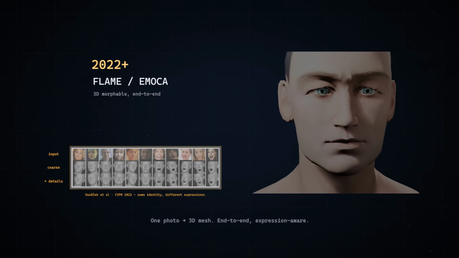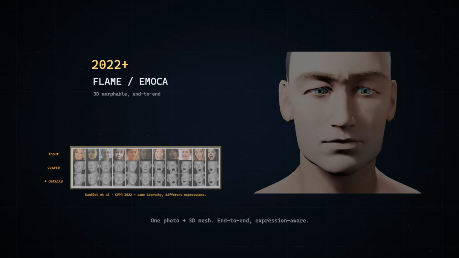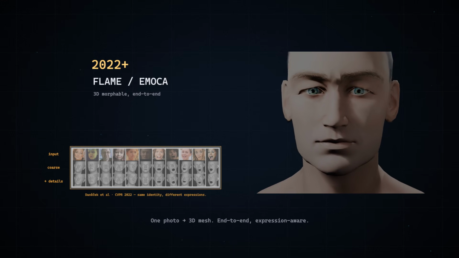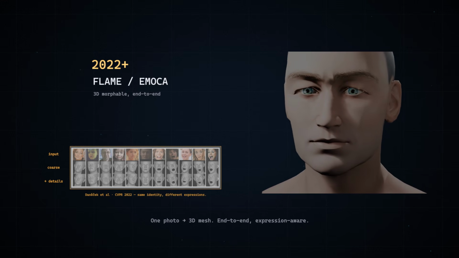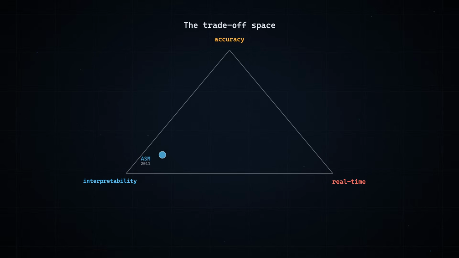2022 and beyond. Full 3D mesh. Recovered from a single photo. Identity, expression, head pose. All separated, all controllable in one model.